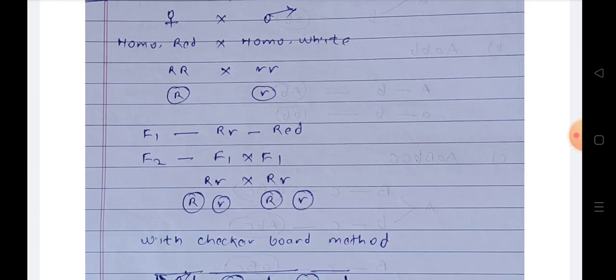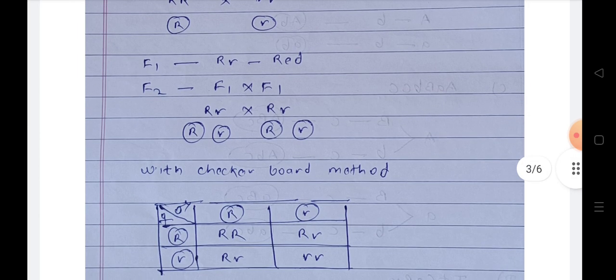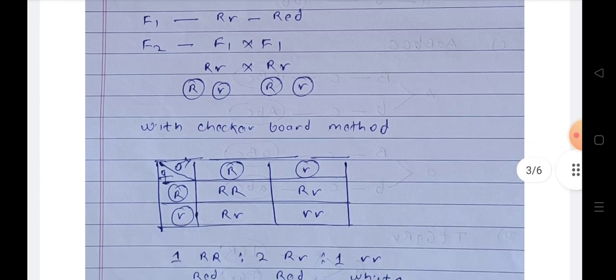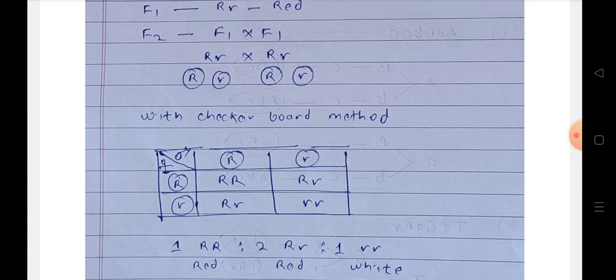F2 generation is nothing but selfing of F1, or crossing of F1 with F1, where the F1 genotype is capital R small r crossed with capital R small r. This genotype is heterozygous, so it produces two gametes. So each F1 produces two gametes. Then we can enter the gametes in the checkerboard. The first F1 is female, the second F1 is male. Enter the female gametes vertically and male gametes horizontally.